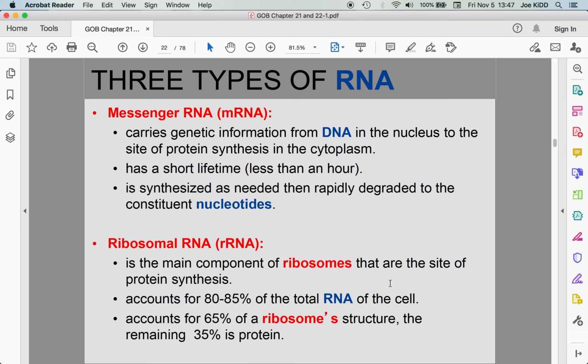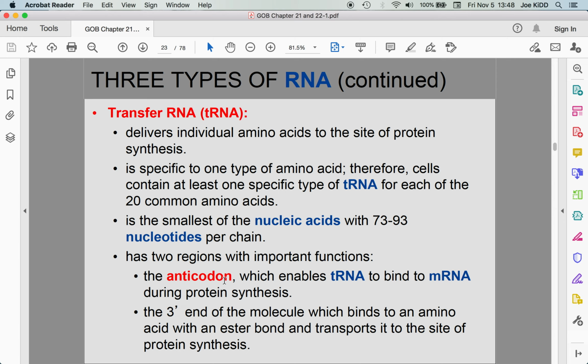Ribosomal RNA is the main component of a ribosome, and this is where the protein is being made. Most of the RNA is going to be ribosomal RNA because that is the workhorse of protein synthesis. Lastly is transfer RNA. tRNA is the means by which amino acids are delivered to the protein synthesis site. tRNA will deliver amino acids to the ribosomal RNA, where they will be knitted together to make a protein.